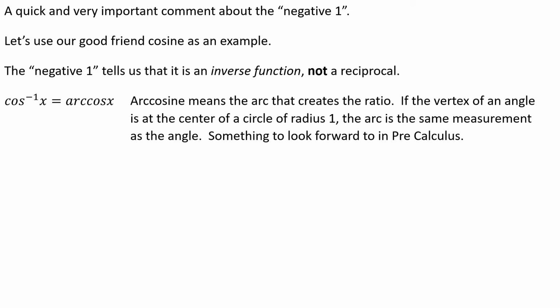So when I see cosine -1 of x, it's actually the arc cosine of x, right? It's an arc cosine function because there's so little room on calculators that those buttons almost never say arc cosine. Instead, they'll just have the cosine -1. So arc cosine refers to the arc that creates the ratio. So if the cosine of 60 degrees is 1/2, arc cosine of 1/2 would be 60 degrees. In other words, the arc or the angle that makes a ratio of 1/2 for cosine would have to be 60 degrees.